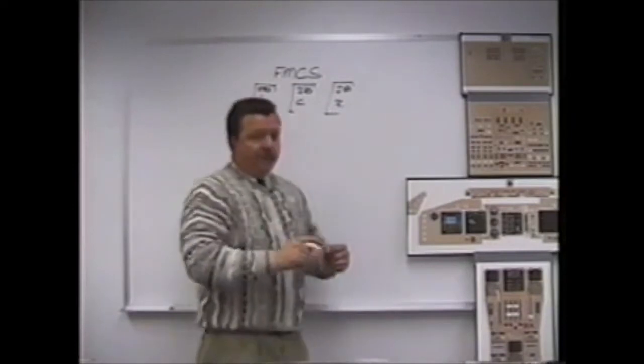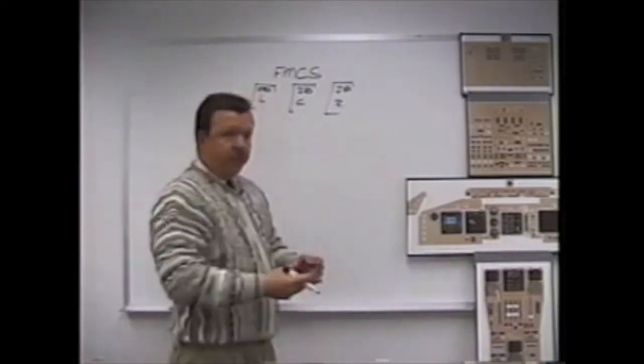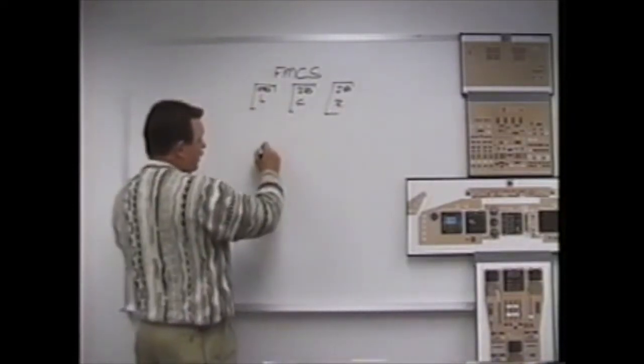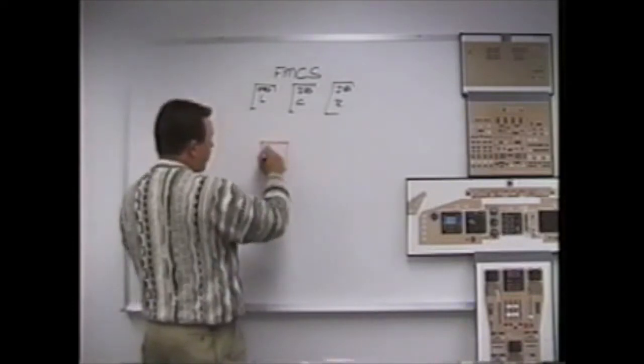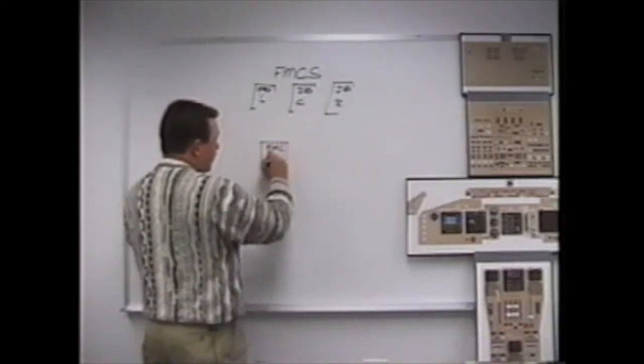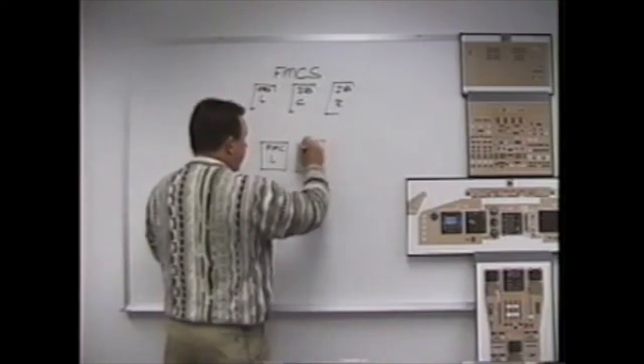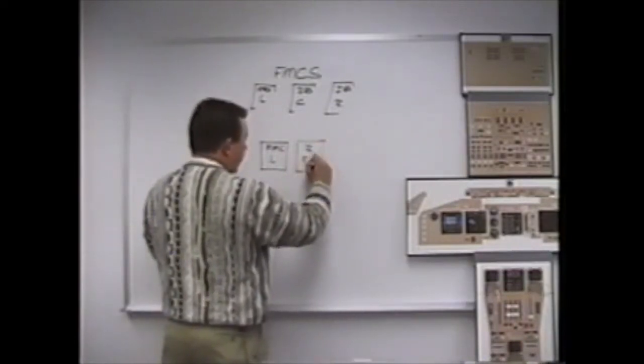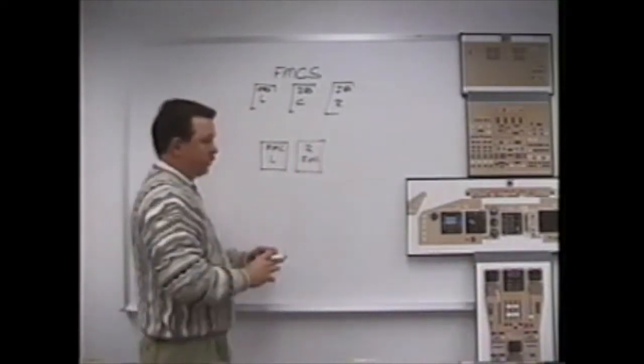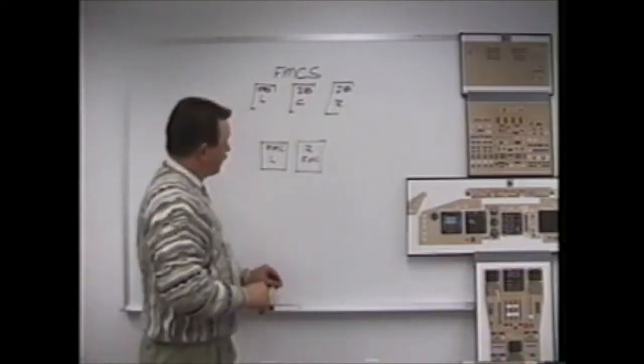Again, IRSs do not navigate. They're not built to do it. It's impossible for them to do it. So the component on your airplane that's responsible for navigation are your FMCs. We have a left FMC and a right FMC. FMCs are tasked with the navigation of the airplane.